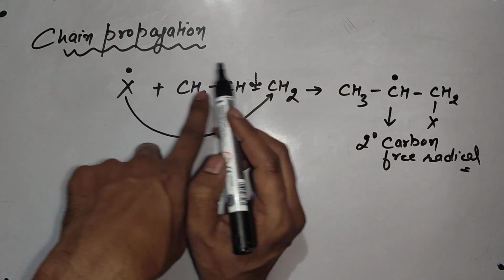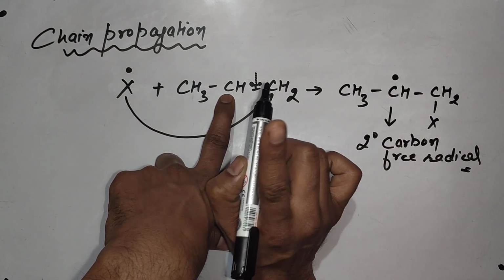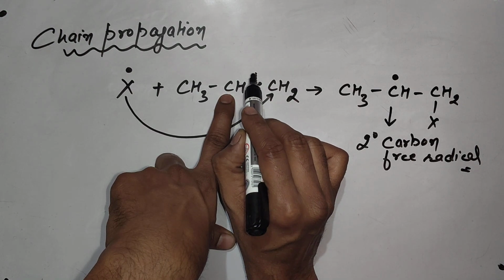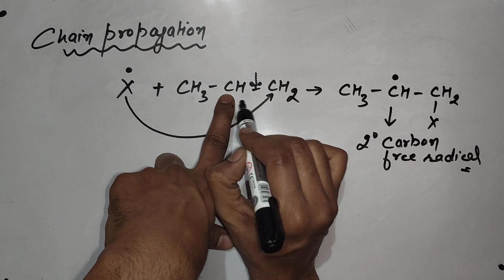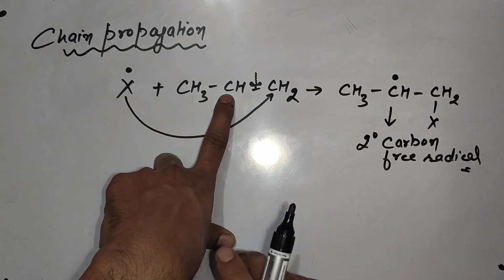And if X attacks this other carbon, a 1-degree carbon free radical will be generated. You can try it by yourself. The same pattern: break a bond, shift the unpaired electron here, X will join here, and this carbon will become a free radical. That will be a 1-degree free radical.